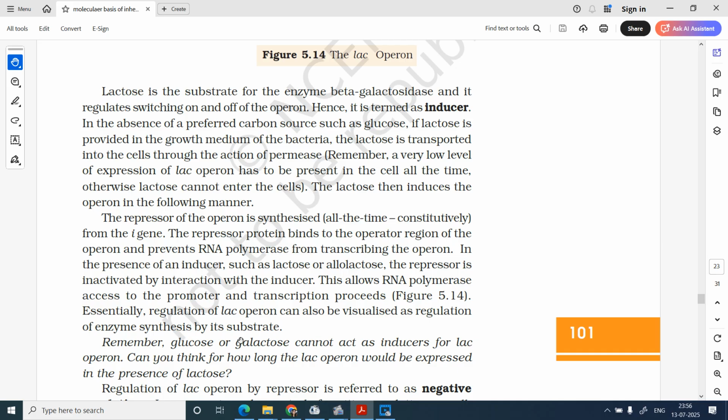The repressor of the operon is synthesized all the time constitutively from the i gene. The repressor protein binds to the operator region of the operon and prevents RNA polymerase from transcribing the operon. In the presence of an inducer such as lactose or allolactose, the repressor is inactivated by interaction with the inducer. This allows RNA polymerase access to the promoter and transcription proceeds. Figure 5.14. Essentially, regulation of the lac operon can also be visualized as regulation of enzyme synthesis by its substrate.